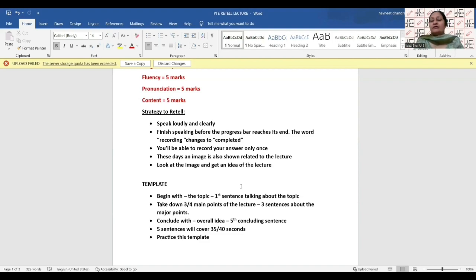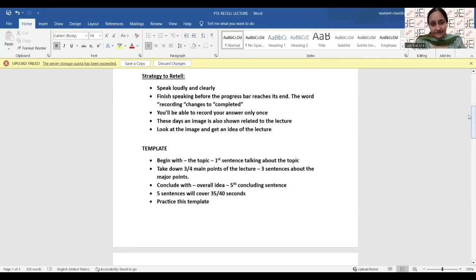Then write down 4, 5 main points. If you're not able to write down all the main points, that's fine. As long as you write 2, 3 sentences here, it is more than enough. And then lastly, an overall idea, the fifth sentence. Now, 5 sentences, as I mentioned earlier, will cover about 34 to 35 seconds, which is more than enough for the answer.